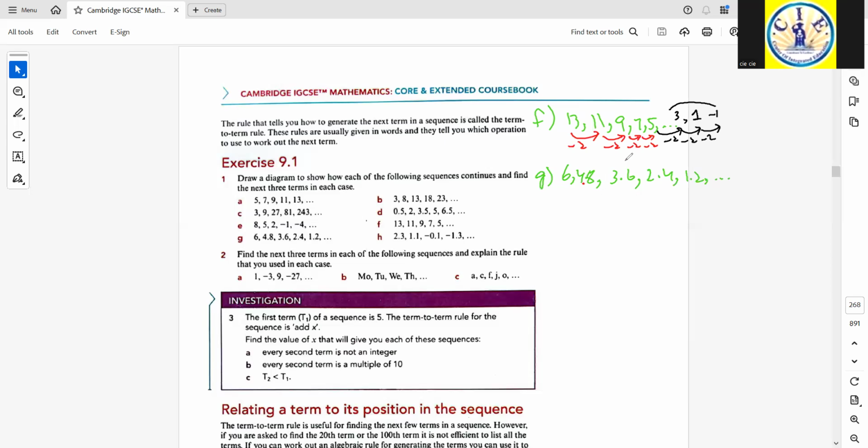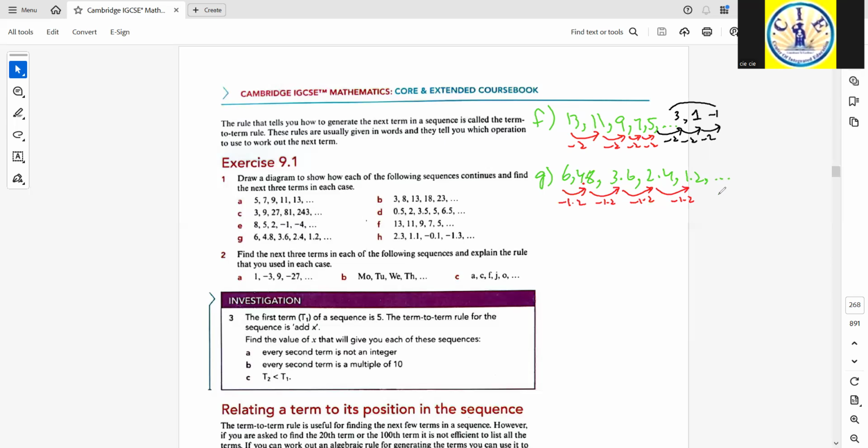From 6 to get 4.8, from 4.8 to get 3.6, that means we are subtracting 1.2, then subtracting 1.2 again, then again, and then again. So the pattern continues the same way.